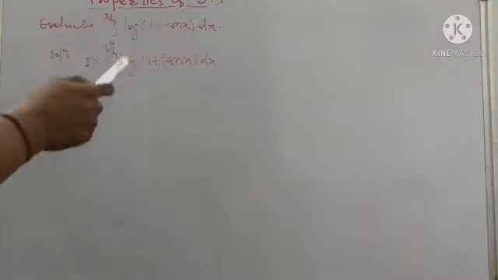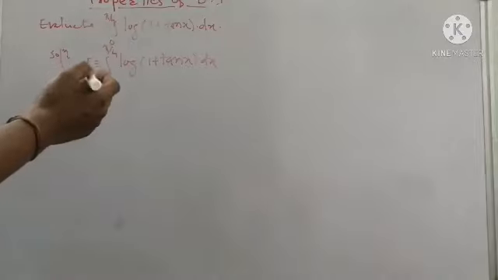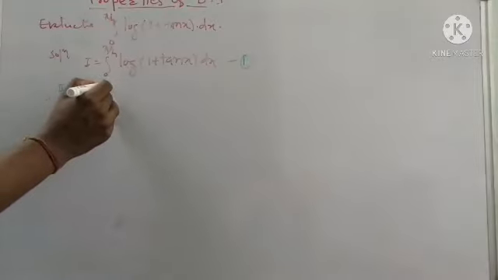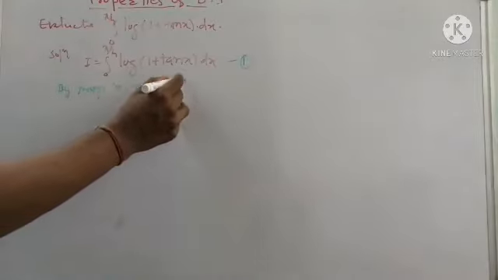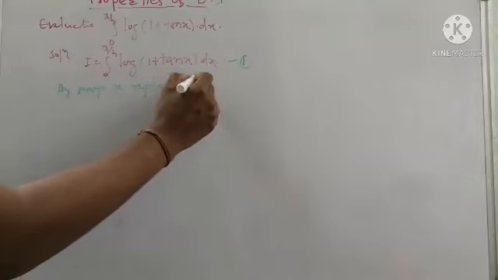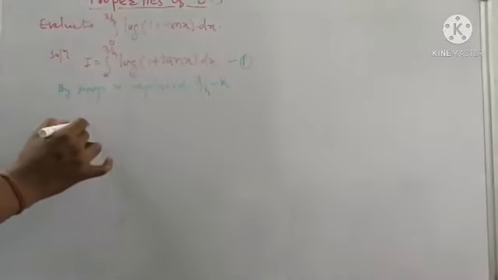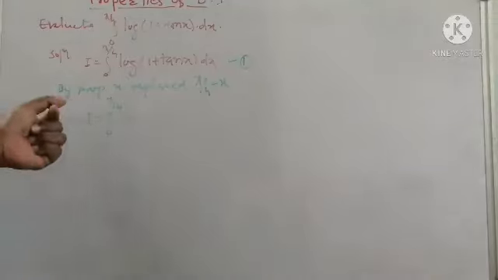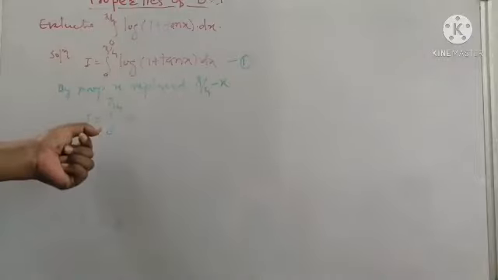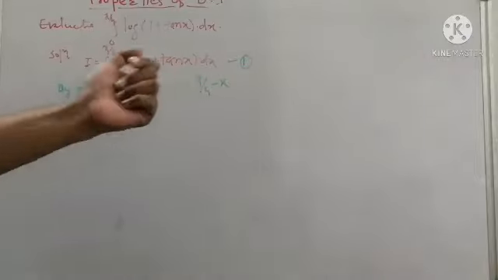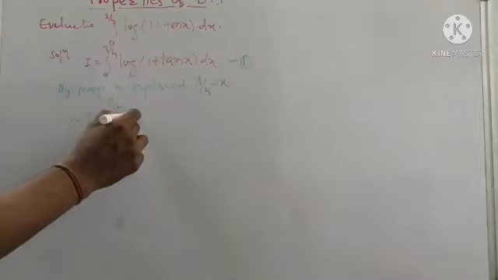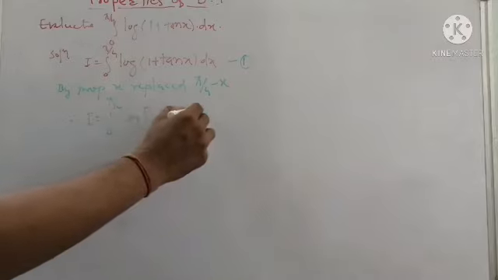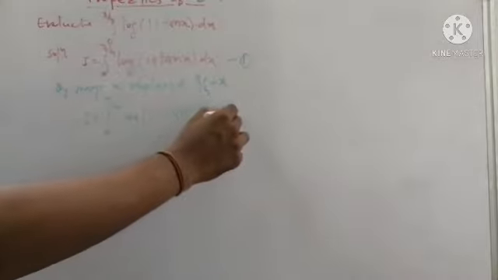Evaluate the integration from 0 to pi by 4 of log of 1 plus tan x into dx. Now put it as I and number it 1. By the property, x is replaced by the addition of limits, 0 plus pi by 4, that is pi by 4 minus x. Therefore I is equal to the integration from 0 to pi by 4. As we use the property, the value of the integration does not change, so it remains I, and the limits do not change, so it remains 0 to pi by 4. Only in the integral we replace x by pi by 4 minus x. So in the integral, log of bracket 1 plus tan of x is replaced by pi by 4 minus x, bracket complete, into dx.